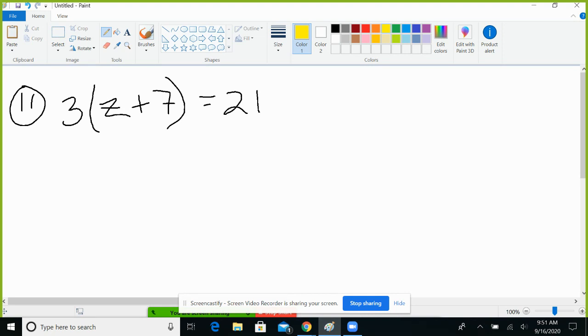No. So no, I like your thinking because you're trying to figure out, okay, there's a 3 there, and what do I do with that 3? Let me tell you what the 3 is doing. So that 3 is multiplying everything inside of this parentheses. So it's 3 times z plus 7. So if you know that it's times 3 times z plus 7, how would you get rid of that 3?